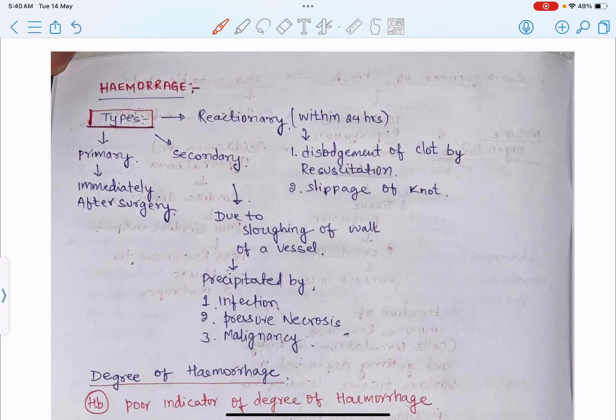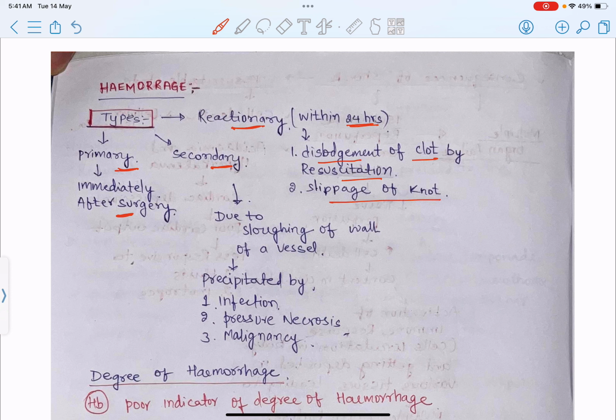Hello friends, today we are going to talk about hemorrhage and its management. So coming to the types of hemorrhages, there are 3 types: primary hemorrhage, reactionary hemorrhage and secondary hemorrhage. Primary hemorrhage occurs immediately after the surgery. Reactionary hemorrhage occurs within 24 hours. This can occur because of dislodgement of the clot by resuscitation or the slippage of the knot.